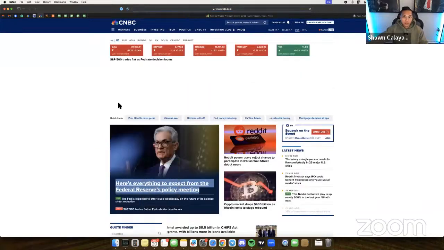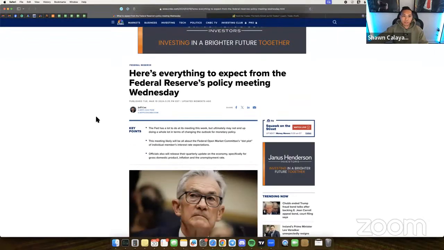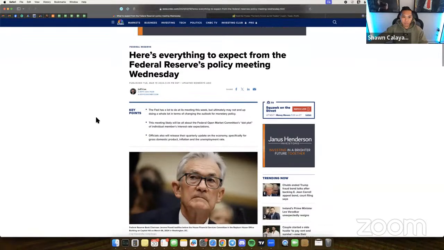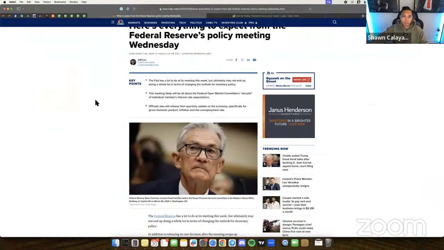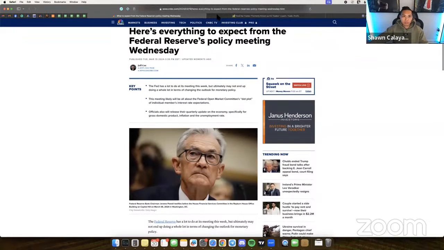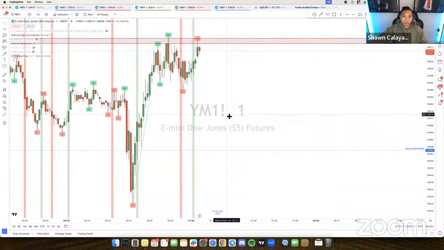Let's see, we got a little update right here. Not an update, but it says here's everything to expect from the Federal Reserve policy meeting on Wednesday. Let's go back to the chart real quick to make sure I'm not missing anything. No double bodies, we're good. Okay, so it says the Fed has lots to do at this meeting this week, but ultimately may not end up doing a whole lot in terms of changing the outlook of monetary policy, which is what I expected. As CNBC reported here, they're not really expecting much to happen. We're not seeing an interest rate change. They're probably just going to leave it as is, but they are going to have a lot to talk about.